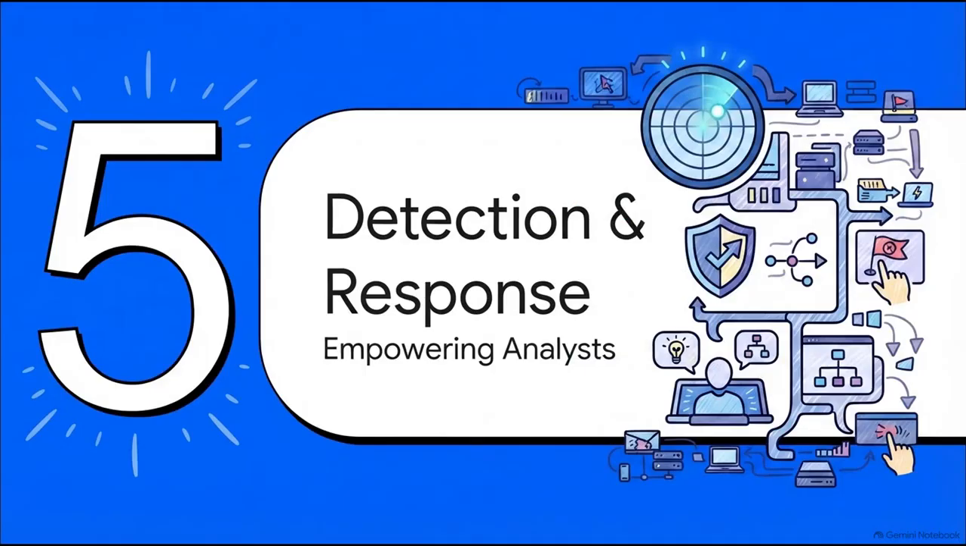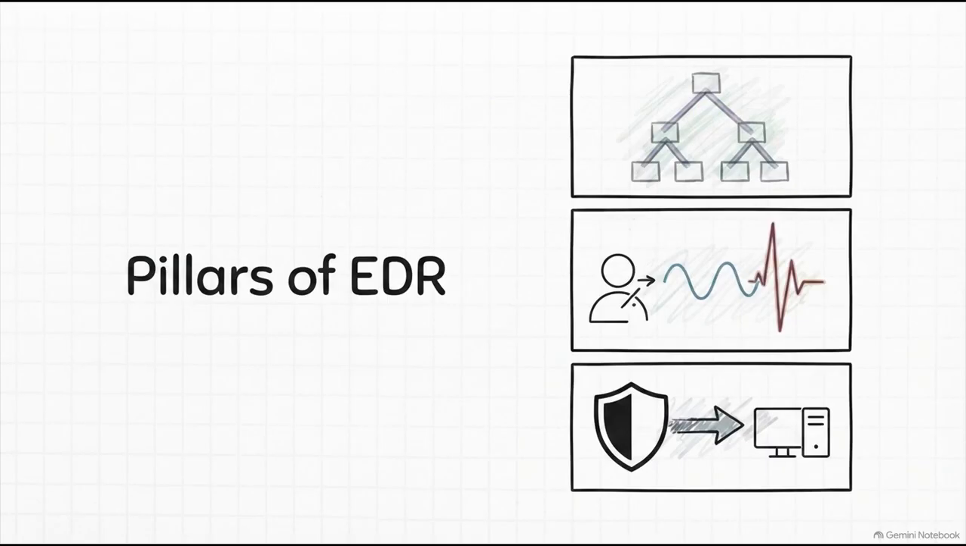And that takes us to our final section, detection and response, and how we empower the SOC analyst. So how does this technology actually empower those analysts working on the front lines? Well, a robust EDR solution is built on three main pillars. First up is visibility. EDR structures telemetry so analysts can see the entire process tree. It's literally a visual map of which processes spawned which, complete with full historical activity timelines.